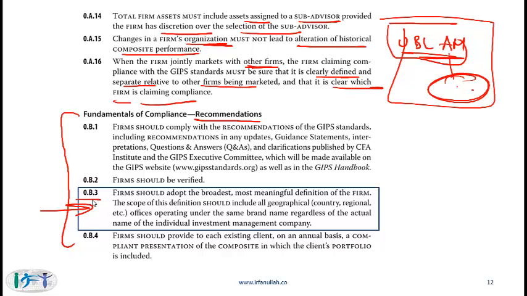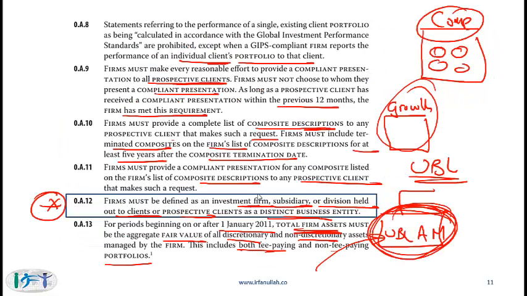In terms of recommendations, we only have 4, and you can read these recommendations. The one that I'll emphasize is B.3. Firms should adopt the broadest, most meaningful definition of the firm. The scope of this definition should include all geographical offices operating under the same brand name, regardless of the actual name of the individual investment management company. So notice that this is a recommendation and it is very strongly recommended. The earlier point was a requirement that the firm must be defined as an investment firm or a subsidiary or a division which is held out to clients as a distinct business entity.